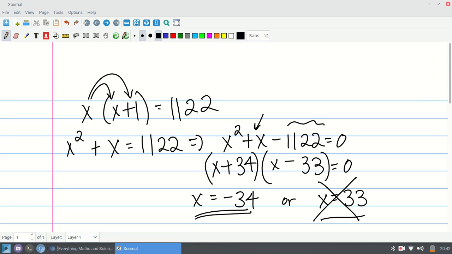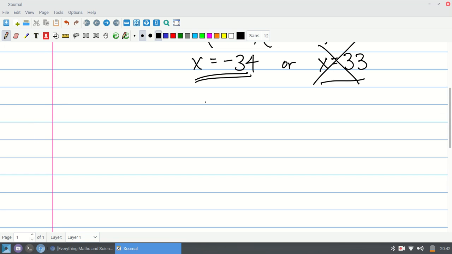Notice, though, we picked two numbers that multiply to 1122 actually embedded in the problem. One of them is 34, right? So we need a consecutive integer with negative 34 that will multiply to 1122. We know what that number is. That number is negative 33, right? So our answer is actually negative 34 and negative 33.